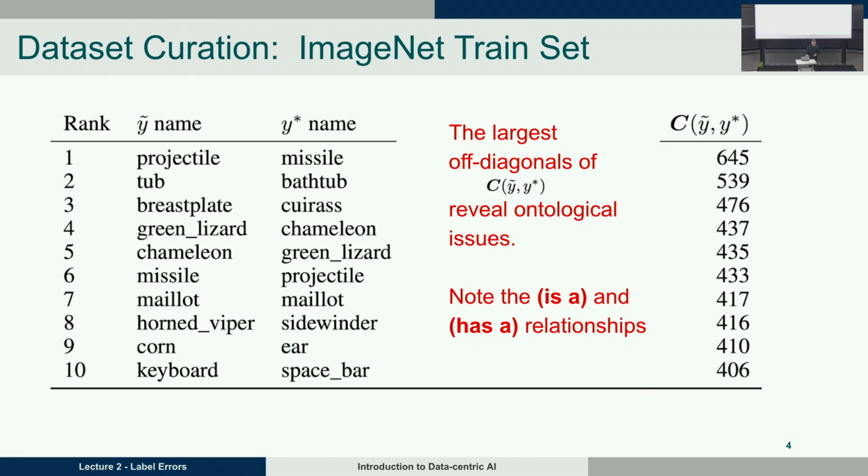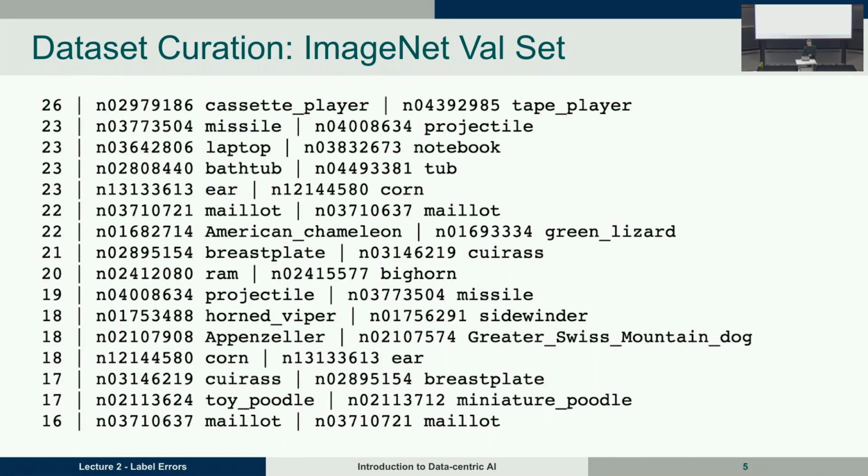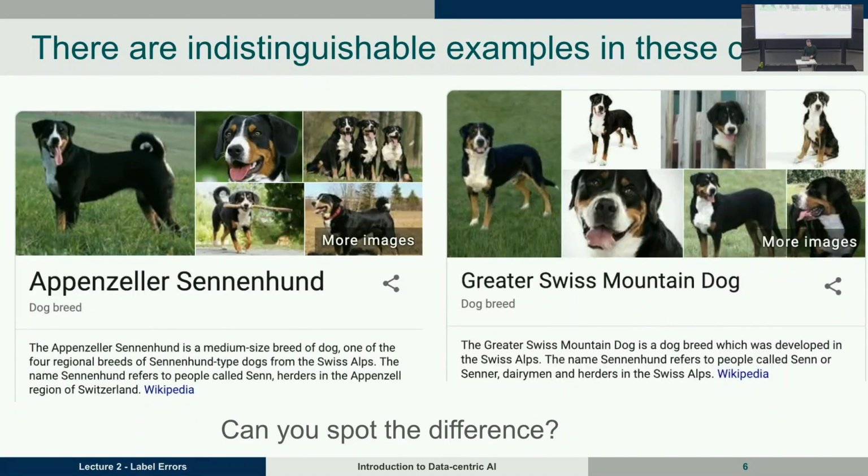I would be very confused if I was in class and someone showed me a picture of a projectile or a missile and said, is this a missile or is it a projectile? It's both. And that's hard for a machine learning model too. And so this is just revealing that you can change the data set and then get a better model. And you can see also the same thing on the ImageNet validation set, like a tape player and cassette player and so forth. And then I wanted to show one final example.